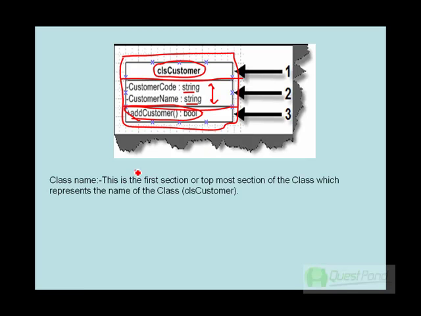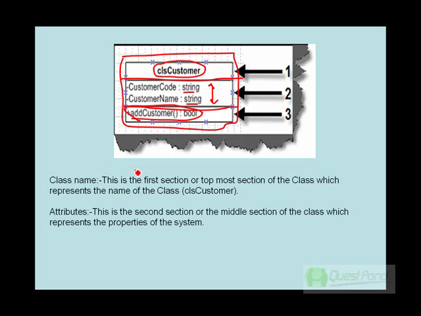The second section consists of the properties of the class. I have two properties here, customer code and customer name, and I can also define the data type. The third one has the method names. For example, I have add customer here, and add customer returns a boolean value. So there are three sections: the topmost section represents the class name, the second section represents the attributes, and the third section represents the methods.